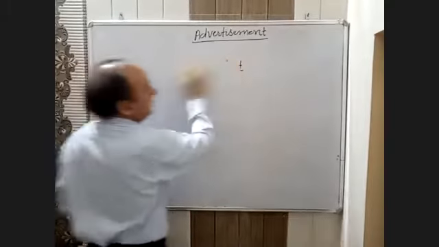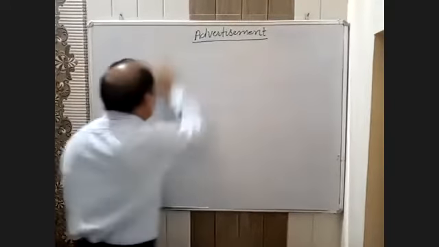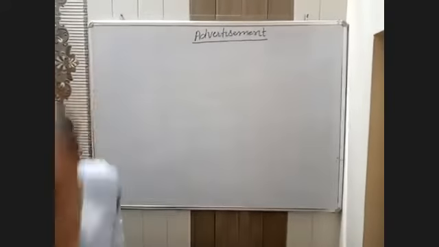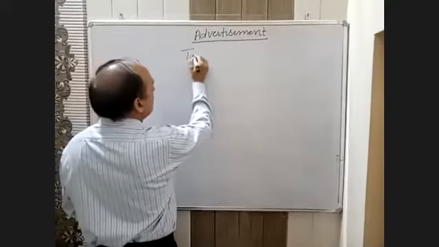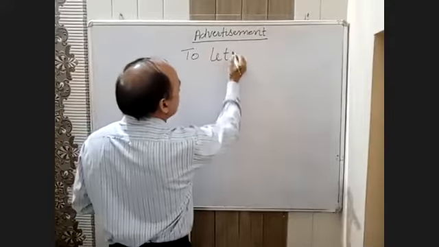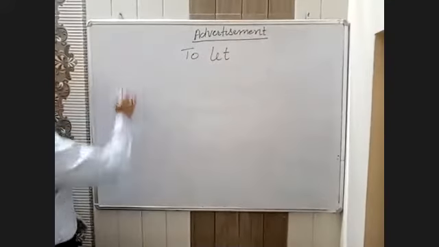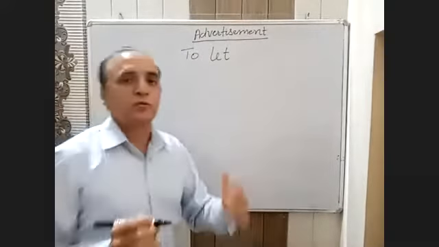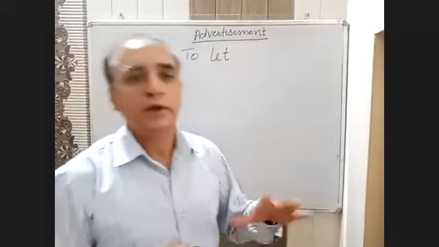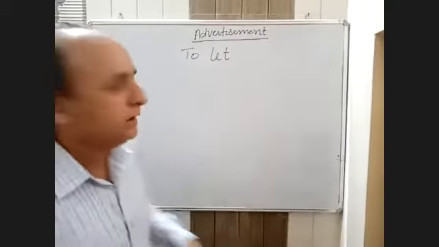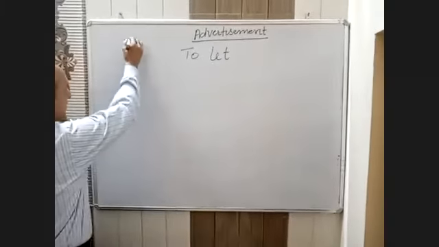If you want to give any room or any house for rent, then you have to write the heading "To let". And after this, you write down the specialty: where the room is situated, what type of area, and what different facilities are available. Okay, you can start writing from here.